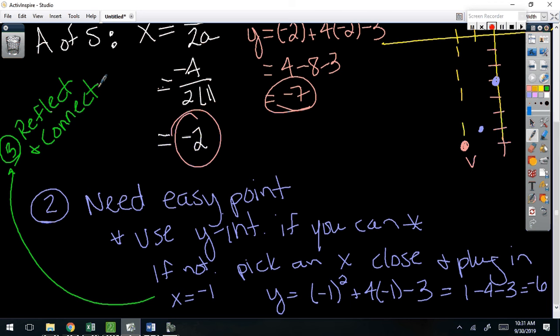So if I use the y-intercept here, again, you don't have to have both of these. You just need one easy point. Reflect over that axis. Okay, so that's how you reflect, right? Yep. So just count. This is an easy reflection.